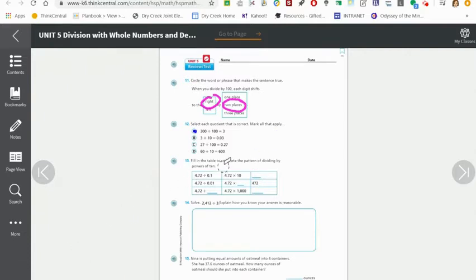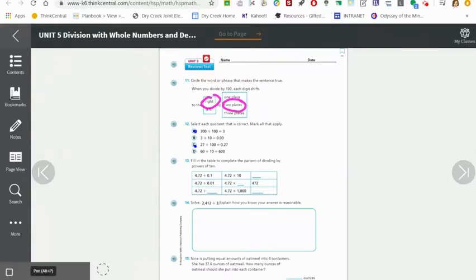Okay, for problem C, this is divided by 100, so I'm just going to shift 2 times. So if I put my decimal and shift it once, twice, it's going to give me the same answer. So I know C is correct. And D, 60 divided by 10, I know is 6, so I know it's not 600.